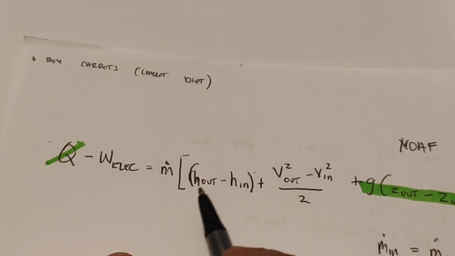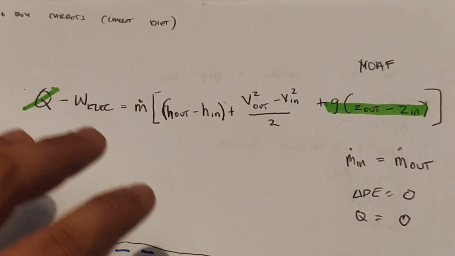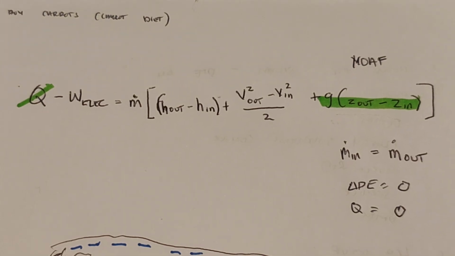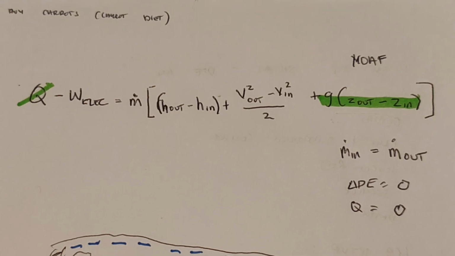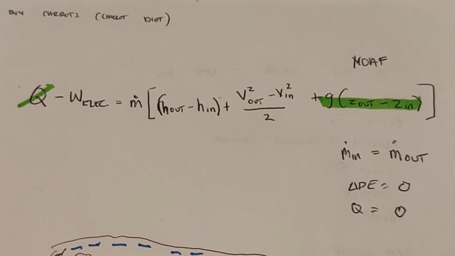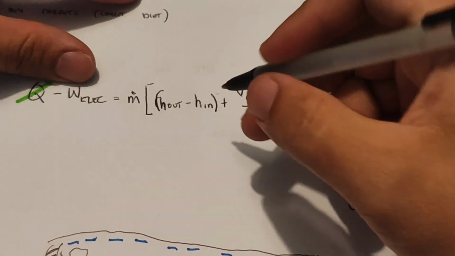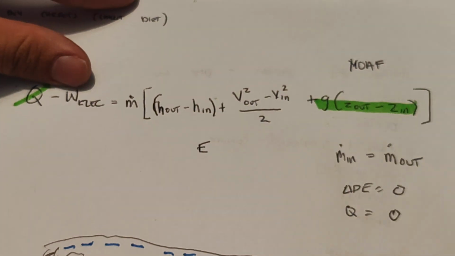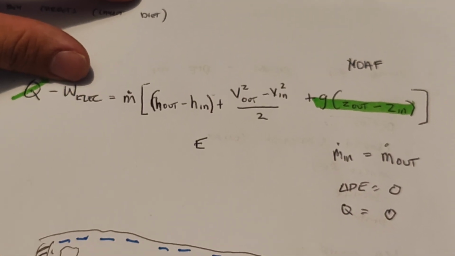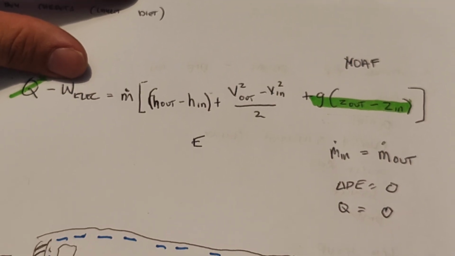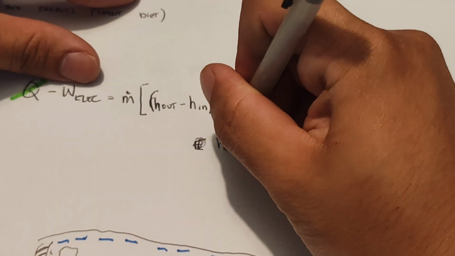Next, do you recognize this one? h out minus h in. This is the enthalpy. So why do we use enthalpy and not just internal energy? Because we're talking about heat. We're gonna think of enthalpy as our bank account of energy. So this is gonna be our bank. Oh, why did I write E? It's supposedly H. So yeah.